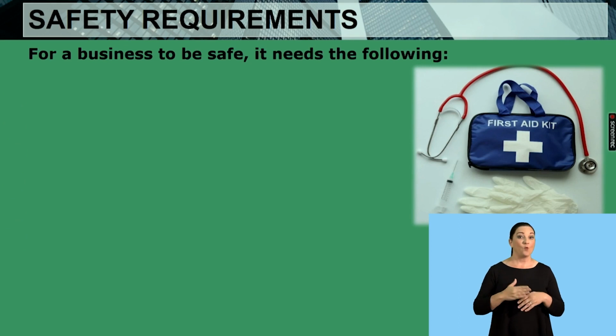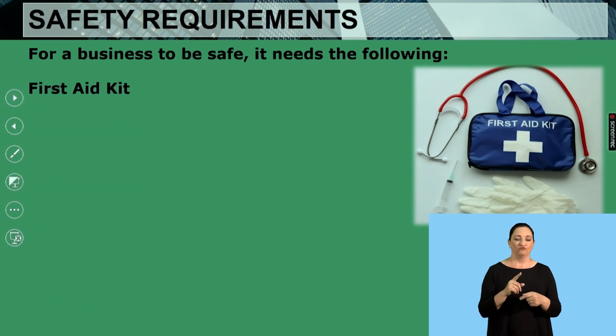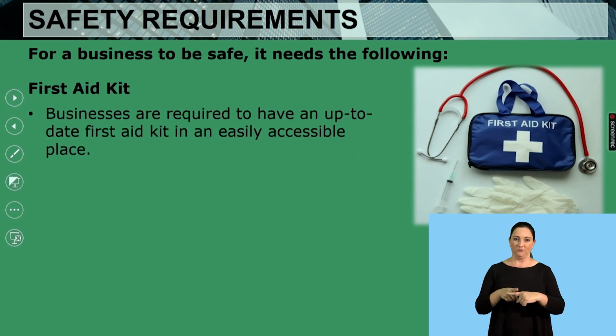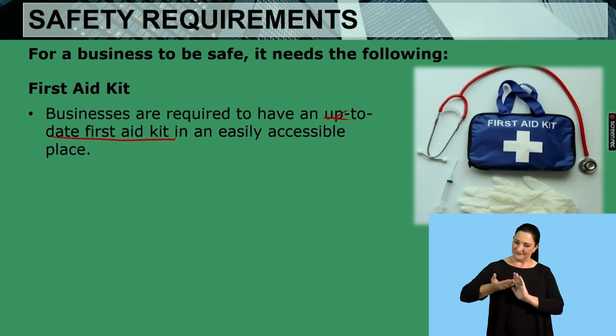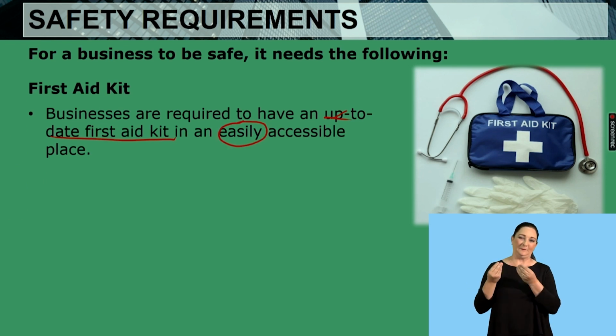The second safety requirement, as you can see from the picture here, is a first aid kit. Businesses are required to have an up-to-date first aid kit in an easily accessible place. If you are following this lesson, you would have seen that a first aid kit is a box containing all the necessary things to at least help an employee when they're injured until proper help can come. This can be in the form of a bandage, a plaster and so forth.